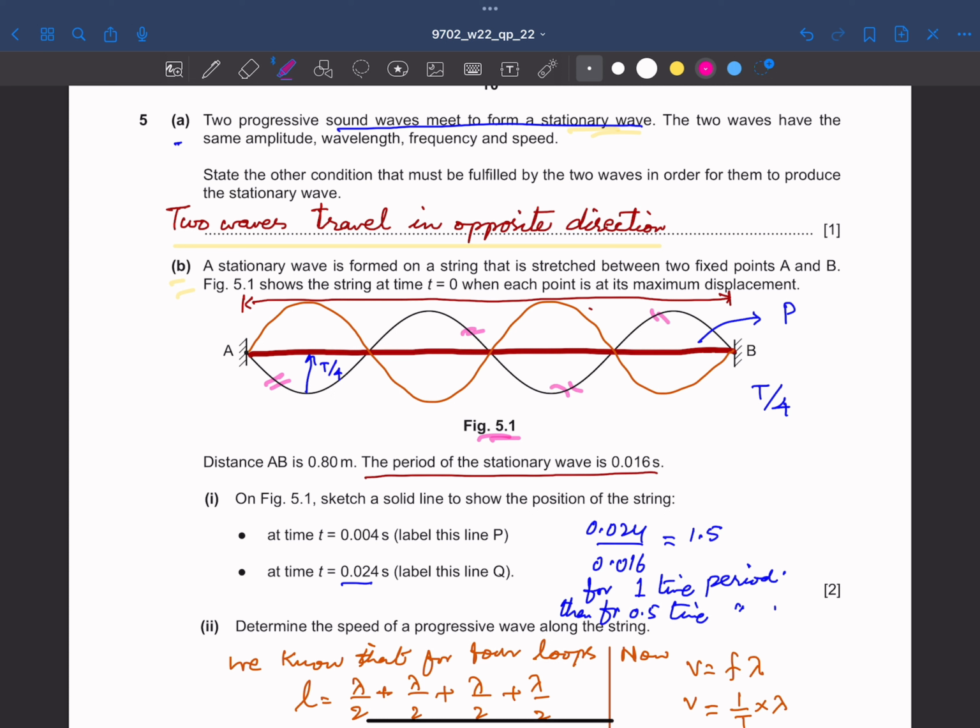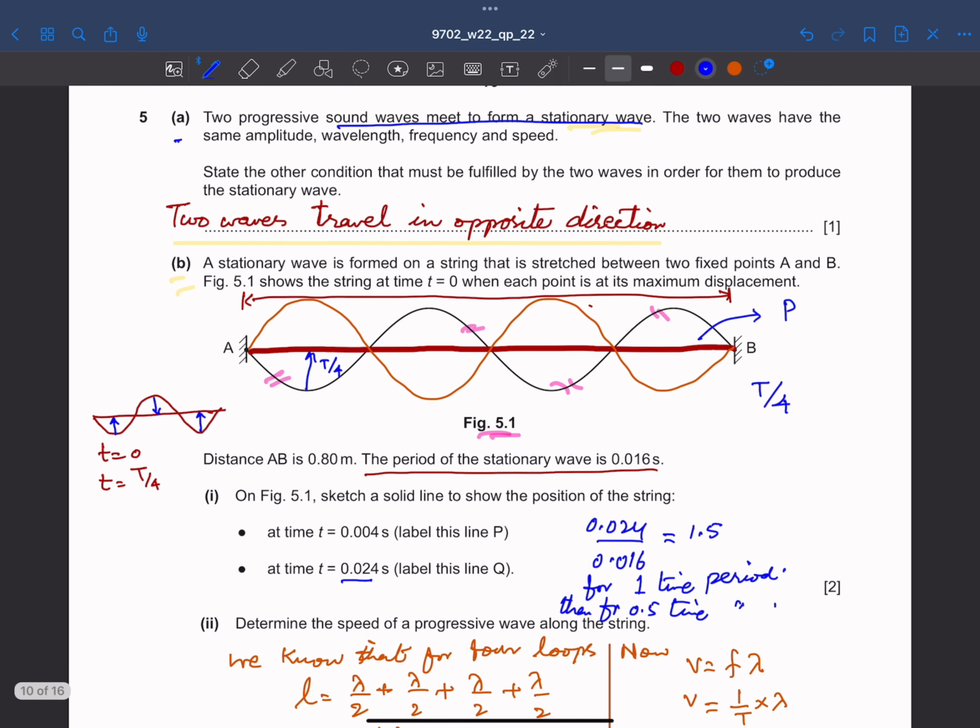When each point is at its maximum displacement, you know that you have a stationary wave, a situation like this. Suppose you have the string, and when you disturb the string, you get something like this. This is the position where your string is at time t equal to 0. When time passes, like T over 4, the string will go in this direction, and in this direction. So this is the situation here.